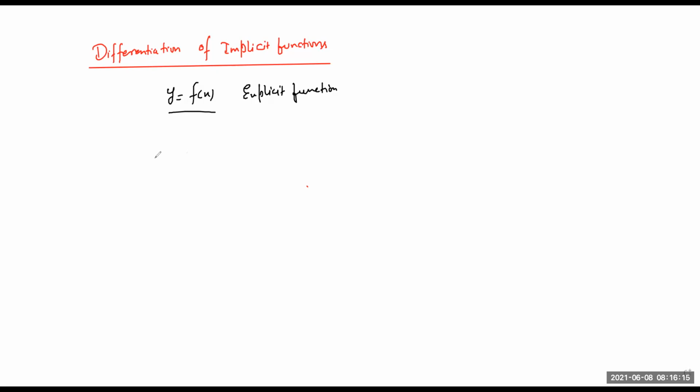For example, if I write y equals sine of xy. This is a way of writing in which we have y on the left also, y on the right also, and we cannot actually separate all y together on one side and put all x together on the other side. So it's very difficult to put in the above format. That's why it is called an implicit function.